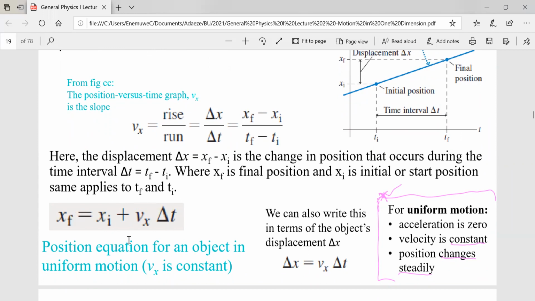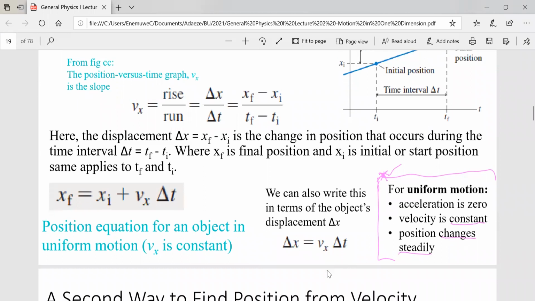We're able to derive this equation, and this is what we now call the position equation for a uniform motion, okay? This equation here can also be written in this form, because when you move this to this side, it becomes change in S on this side, and you have the velocity, so your displacement is actually the product of your velocity with time. All right.